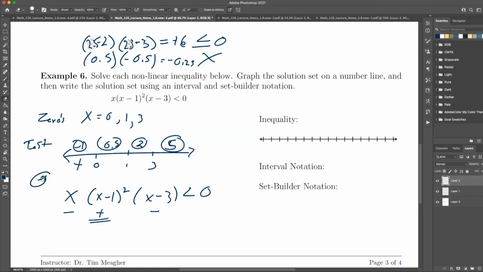Here, let's go and switch it out from negative 1 to 0.5. So with 0.5, this becomes now positive. This is always positive. And 0.5 minus 3 is still negative. So this ends up being negative. Here, let's test 2. Well, this is still positive. This is always positive. And this still is negative. And then the last thing we want to test is 5.